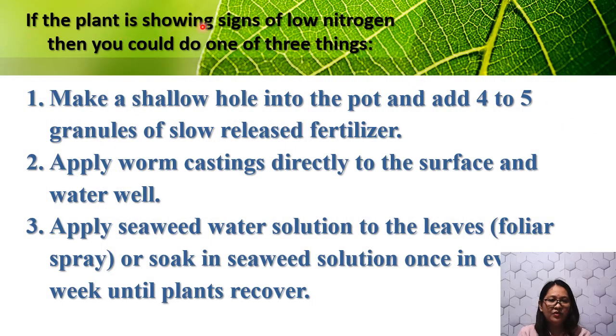If the plant is showing signs of low nitrogen, then you could do one of these 3 things. Number 1, make a shallow hole in the pot and add 4 to 5 granules of slow-release fertilizer. Number 2, apply worm castings directly to the surface and water well. And then number 3, apply seaweed solution to the leaves as a foliar spray, or soak in seaweed solution once every week until plants recover.